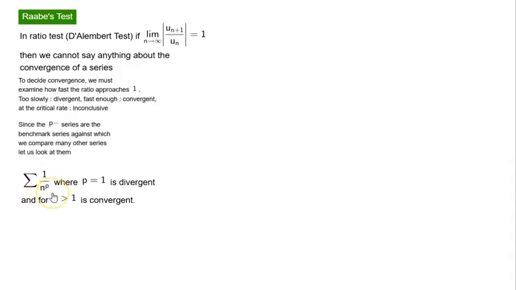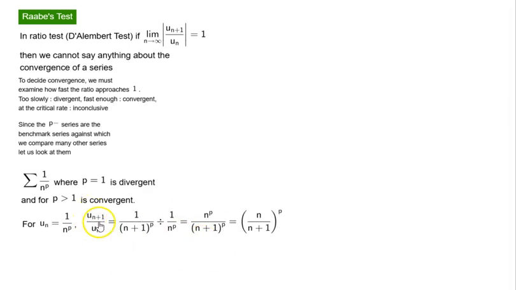Now, the P series 1 by n to the power of P, we know, is divergent when P is equal to 1. When P is equal to 1, remember, this is the harmonic series. And when P is greater than 1, it is convergent. For the general term, u sub n is equal to 1 by n to the power of P. When we take the ratio, we get u sub n plus 1 by u sub n equal to 1 by n plus 1 to the power of P divided by 1 by n to the power of P. When we convert this into a multiplication, n to the power of P goes up. So we have n to the power of P by n plus 1 to the power of P. The exponent P is the same for both numerator and denominator, so we take it out. So we get n by n plus 1 to the power of P.